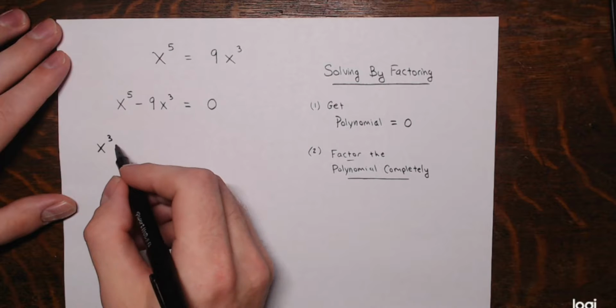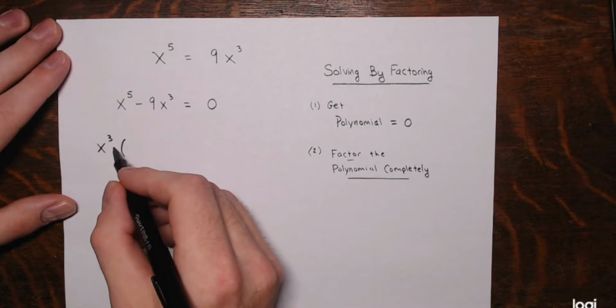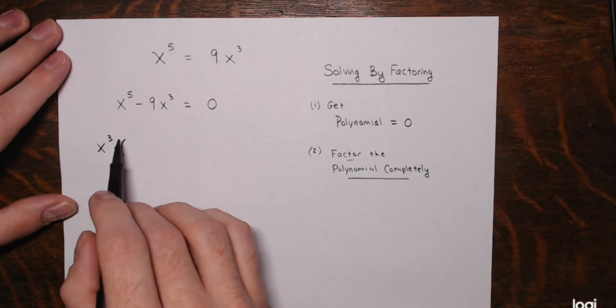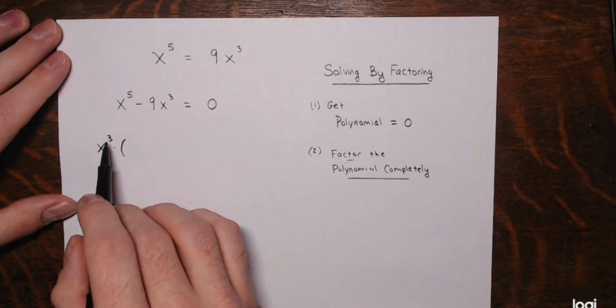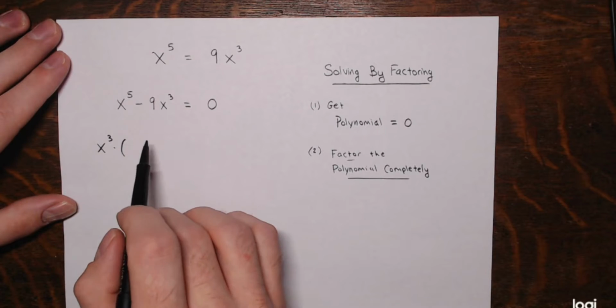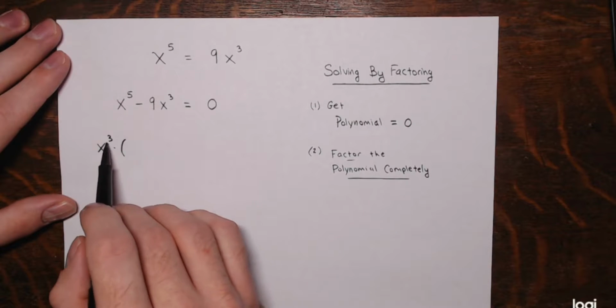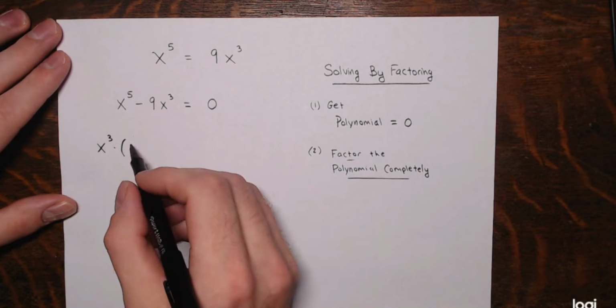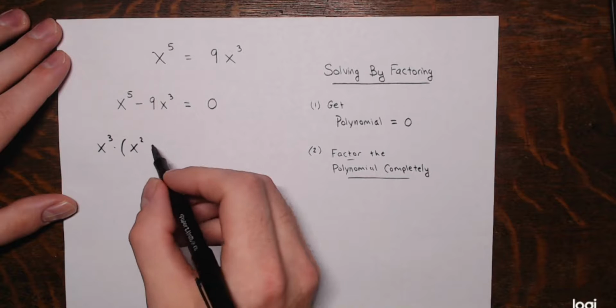So I pull that out. You have x to the 3rd times, and when you pull out the greatest common factor, it's just like reversing the distributive property. You just need to think of what would be left over if I were to redistribute the x cubed to give me x to the 5th minus 9x cubed, and that would be x to the second minus 9.